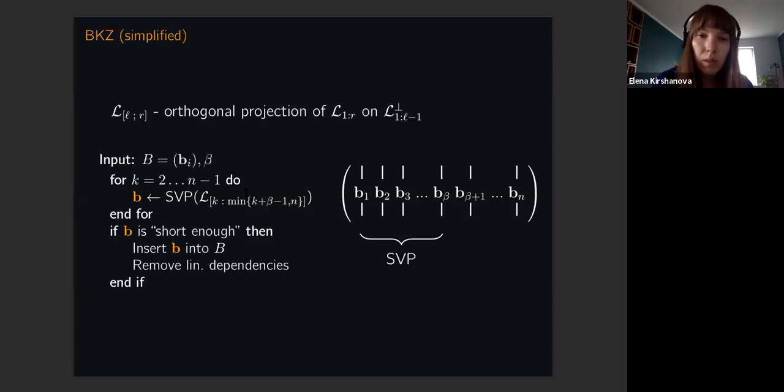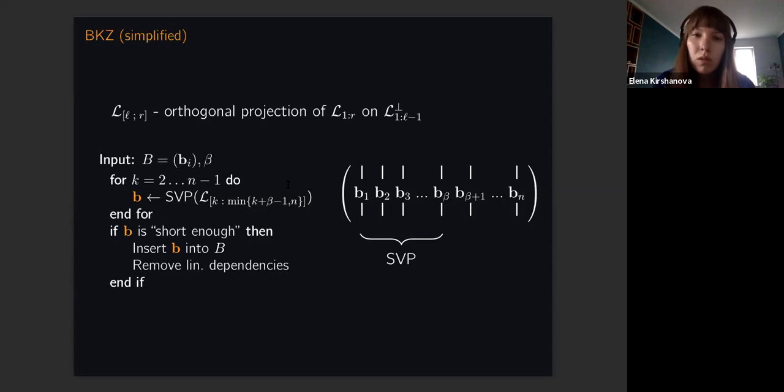Once you find something short in this call to SVP, you update your basis by inserting what you found, and you remove some linear dependencies. So if you're given an n-dimensional basis, you run SVP on the beta dimension, then you move this from 1 to beta, to 2 to beta plus 1, and so on and so forth.